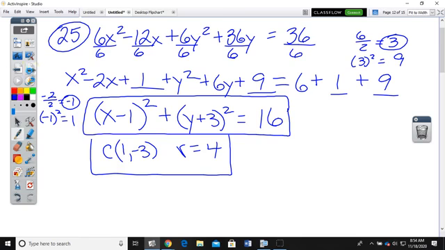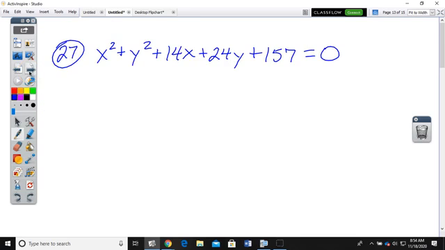27 is one more like this, so we'll do it real quick. Again, what are my steps? Are my coefficients the same? Yes. And again, I'm just looking at x squared and y squared. They're the same. Are they 1? Yes. So I'm ready to complete the square. Okay, so I'm going to get my x's together: x squared plus 14x plus blank. And get my y squared with the 24y plus blank.